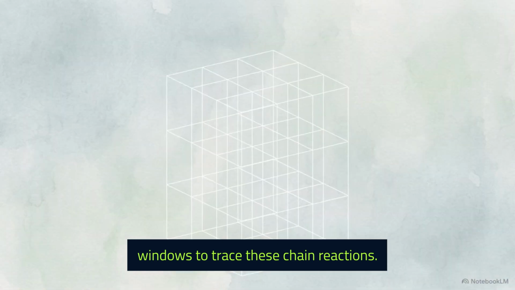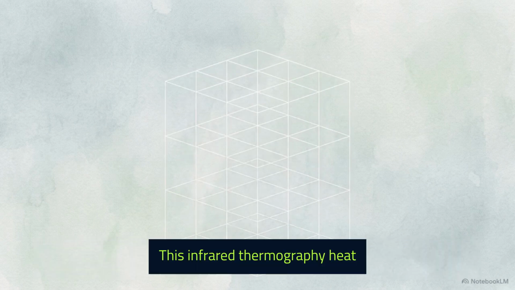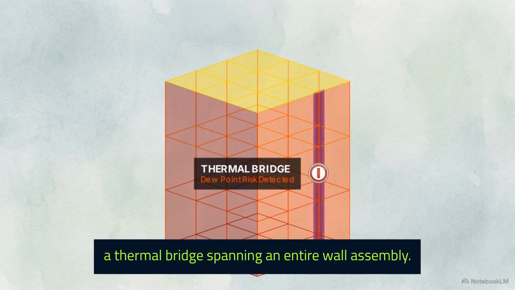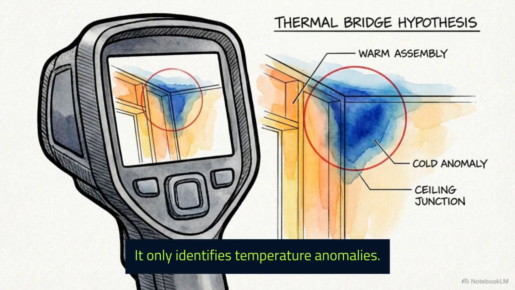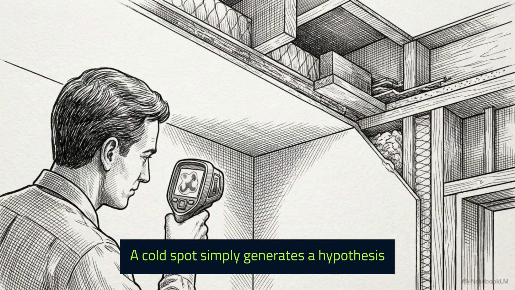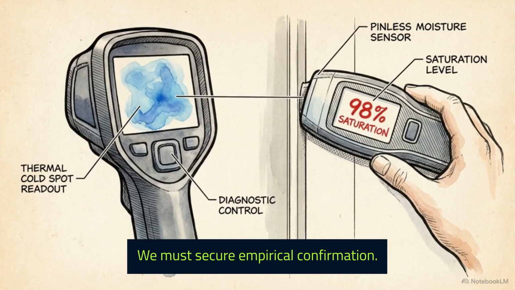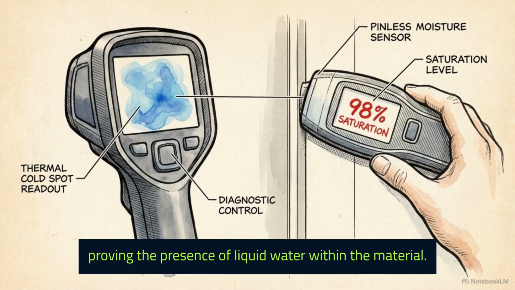To trace these chain reactions, human visual inspections must be augmented by thermal technology. This infrared thermography heat map highlights a massive cold spot, a thermal bridge spanning an entire wall assembly. But thermal imaging has limits. It only identifies temperature anomalies. A cold spot simply generates a hypothesis about where moisture might be accumulating. We must secure empirical confirmation. This side-by-side verification cross-references infrared data with a pinless moisture meter, proving the presence of liquid water within the material.